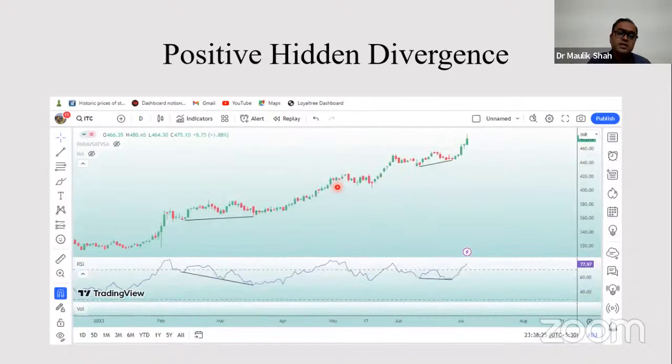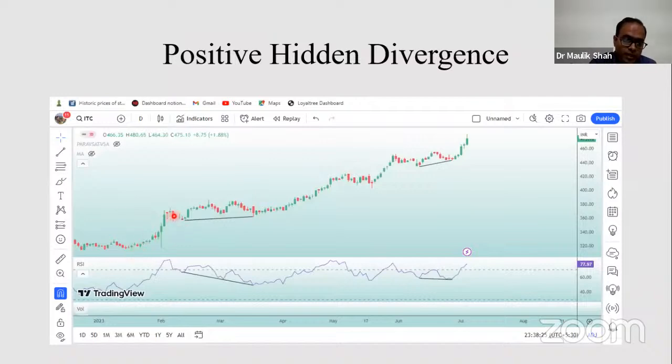Now what is hidden divergence? This is one good thing where the price is making a higher low, but RSI is making a lower low. This is hidden divergence, the positive one. Again, since we are drawing the trend line on the lower side, when the price is making a higher low and RSI is making a lower low, probably the trend is going to continue. So this is a continuation.